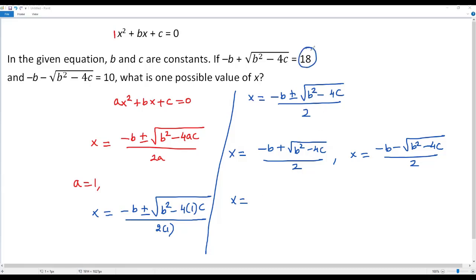So we can plug in this 18 for that expression, then we get x = 18 over 2. And for the other one we have the value 10, so we can plug in 10, then we get x = 10 over 2. When I divide 18 by 2, I get 9, and when I divide 10 by 2, I get 5. Okay, the value of x in the given quadratic equation is 9 or 5. Our target is one possible value of x. So one possible value of x is 9 or 5.